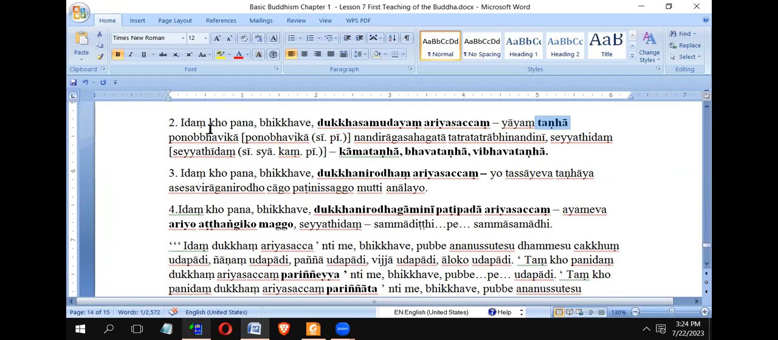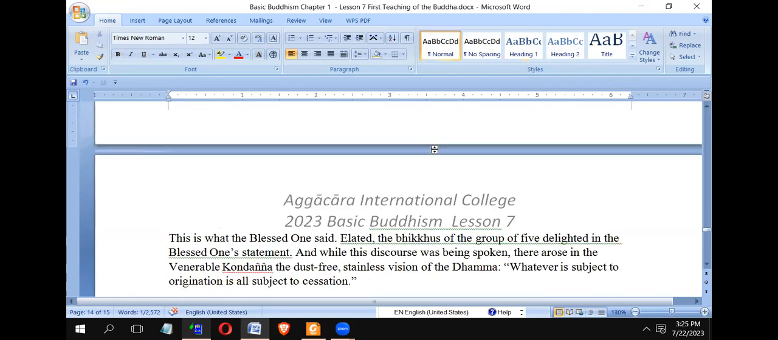Tanha is craving, but this craving is the kind that leads to future life. Bhava is life, so it leads to future life. Connected with raga, nandi. Nandi is happiness, delight. And abhinandini is delight in tatra tatra, here and there. Here and there means this life and that life. So you have three: kama, bhava, and vibhava. So we look at the English.